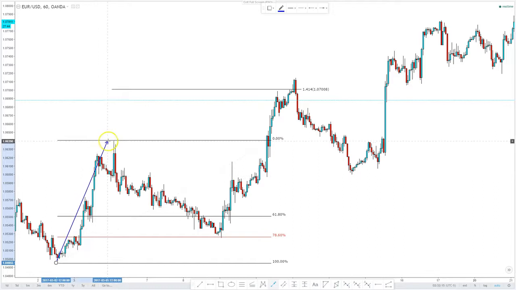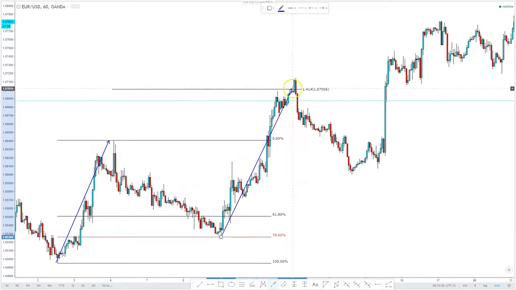Okay, so we have an up move, and then we have the pullback, and that's where we're going to find that formation in there, the wedge formation. And then we have a takeoff right here, and a bounce. Okay, so this formation is what I'm telling you to look out for.